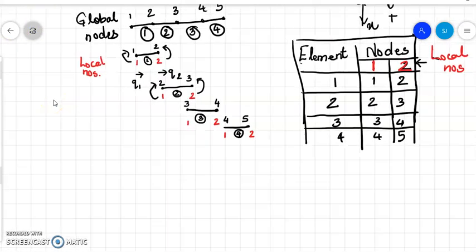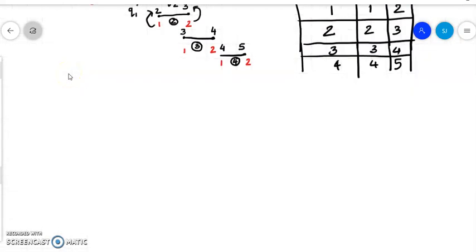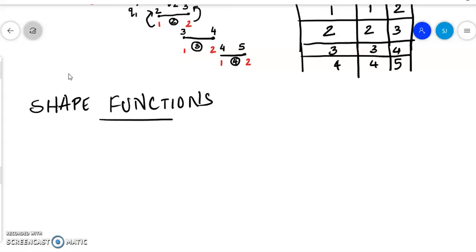So this is about the element connectivity table, which is the first step that you're going to do after division of the bar element that is given to you: establishing the relation between the local numbers and the global. Next, let us learn about the concept of shape functions. Now, what are shape functions? It is a function which interpolates the solution between discrete values obtained at nodes.